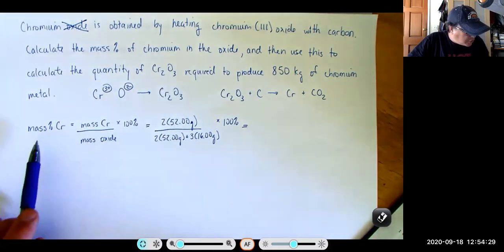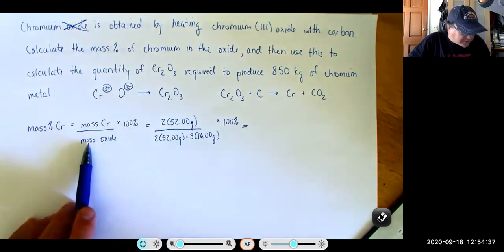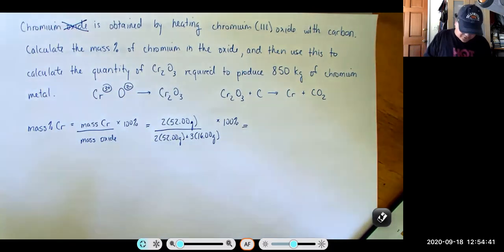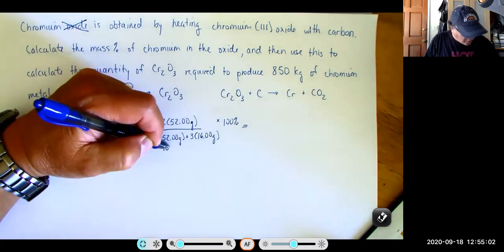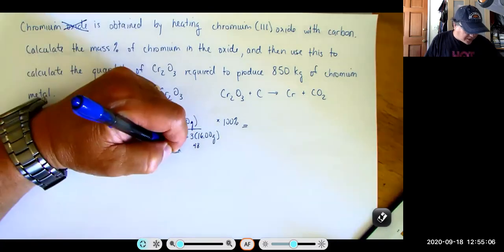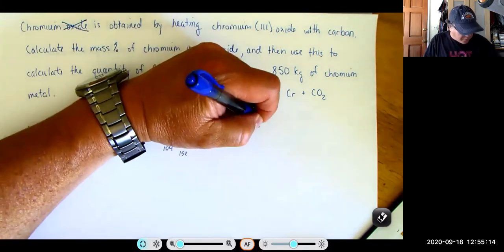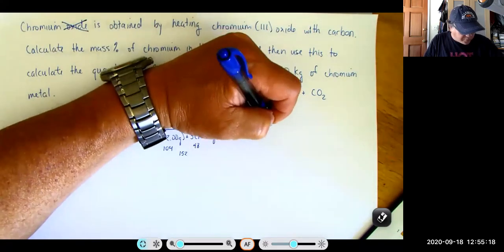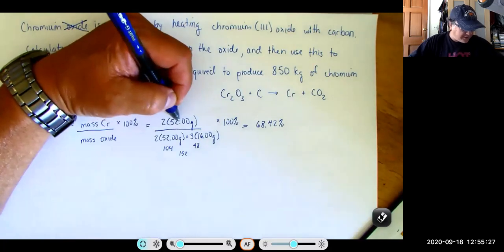There are 2 chromiums in chromium 3 oxide. So here's the mass of the 2 chromiums. The mass of the oxide is going to be 2 chromiums plus 3 oxygens. So when we do this work, we get 52 times 2 divided by 104 plus 48, which is 152. And so overall here, I get 68.42%. So this is going to have 4 significant figures in the answer because of basically the 52.00 here and here.